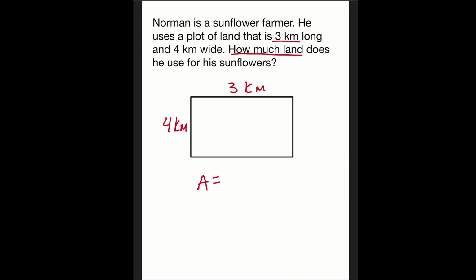In order to find the area, then we're going to take the 3 kilometers and we're going to multiply by the 4, and that's going to give us an area of 12 kilometers. And we know that it's going to be squared kilometers because it is the area, so it's kilometers squared.